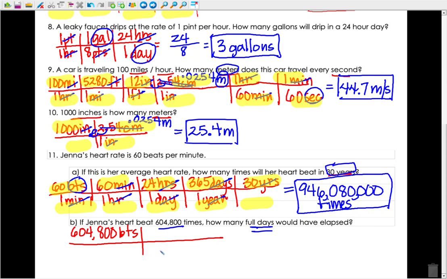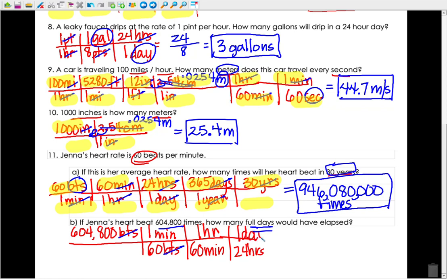All right, so let's write what we know. Back up here, her heart rate is 60 beats per minute. So I'm going to write 60 beats at the bottom to cancel out beats per 1 minute. This gets rid of my beats. And from here, I want to go from minutes to days. So I need to know the relationship between minutes and hours, and then I can proceed. There are 60 minutes in 1 hour. And there are 24 hours in 1 day.